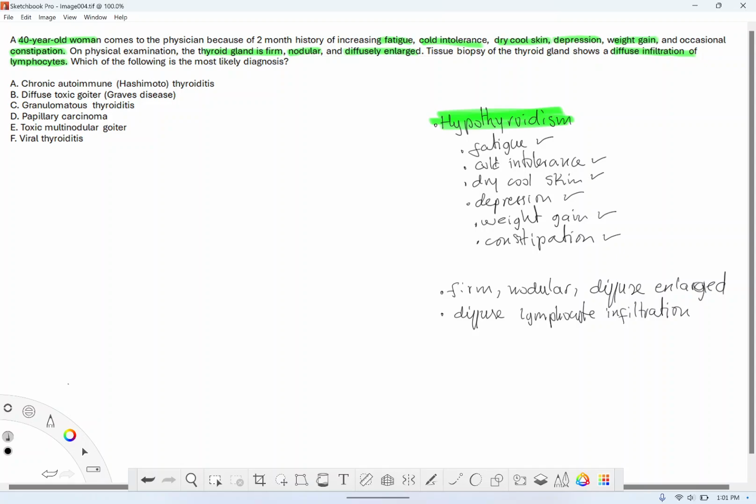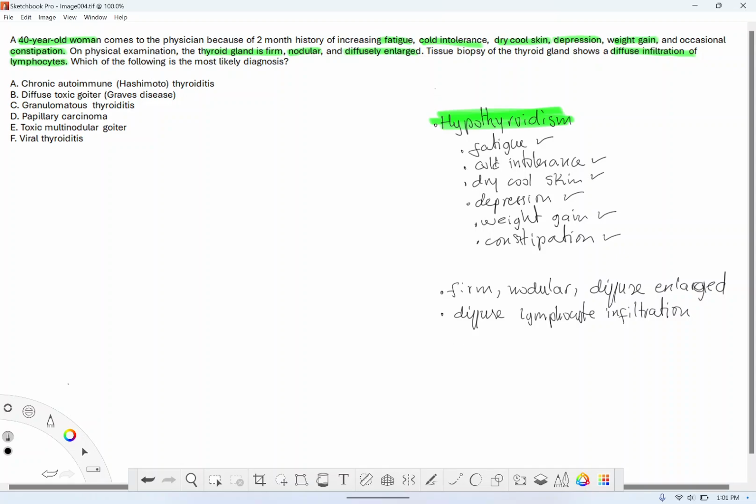So the thyroid gland is diffusely enlarged, firm, and nodular, but in addition there is infiltration of lymphocytes. If it was infiltration of neutrophils, I'd think of acute inflammation. If it was infiltration of macrophages and or giant cells, I'd think of viral infection. When it's infiltration of lymphocytes, primarily B cells and Th2 cells, I'll think of autoimmune. So now I'm reaching a conclusion.